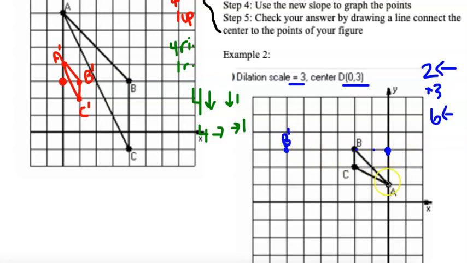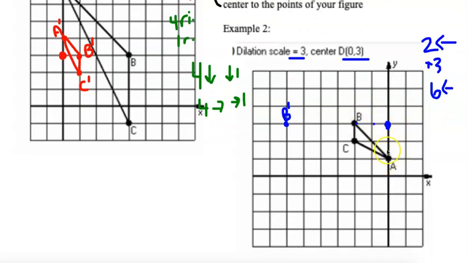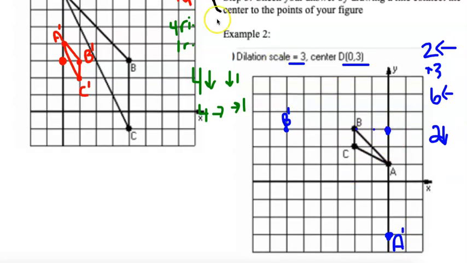Okay, same thing for A. A is also 2 away, but it's 2 down. So I'm going to multiply 2 down by 3 to get 6. So I'm going to start at my center and go 6 down. 1, 2, 3, 4, 5, 6. A prime. Okay, so now C is a little bit trickier because it has a vertical and a horizontal distance away.